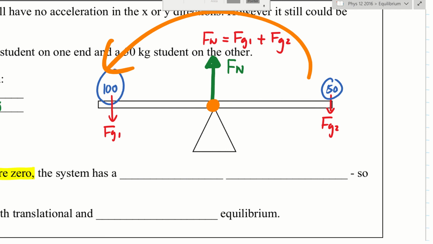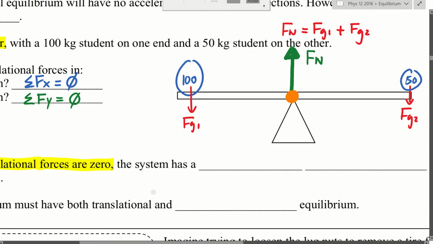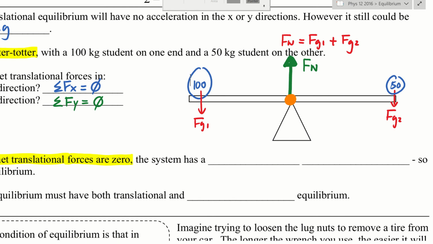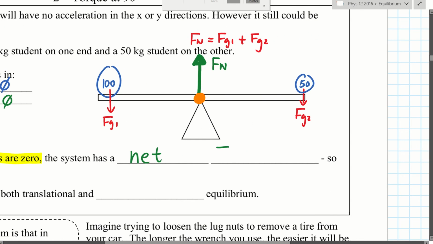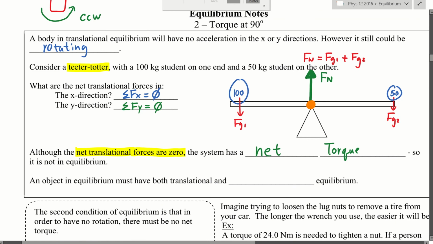The system is going to rotate in a counterclockwise direction, in this case, right? So even though this system is in translational equilibrium, meaning all the forces balance out and the entire platform won't go up and down, this system has a net torque on it. That means it has a force that will cause it to rotate. So it's not in perfect equilibrium yet.